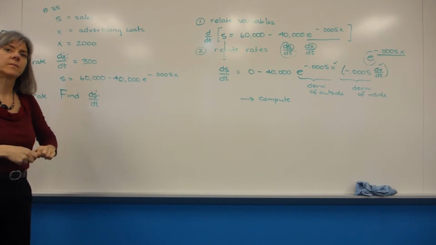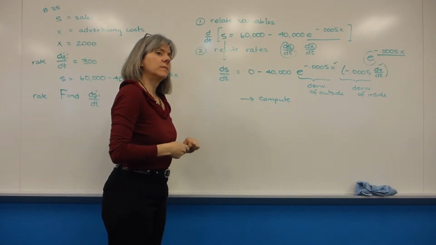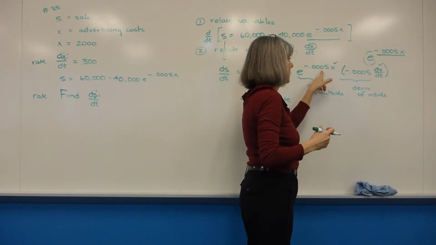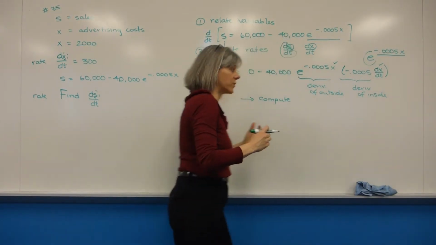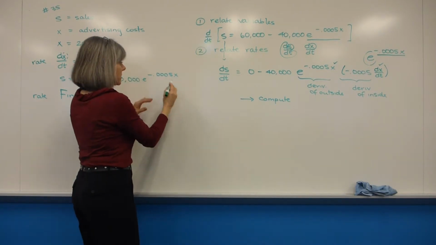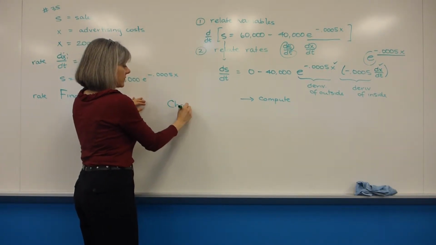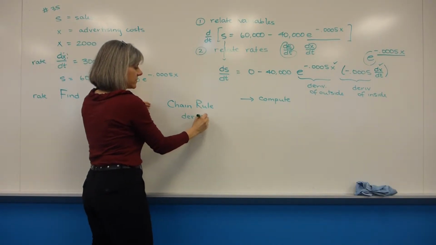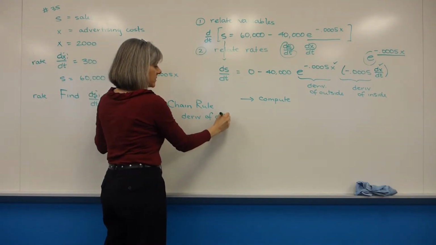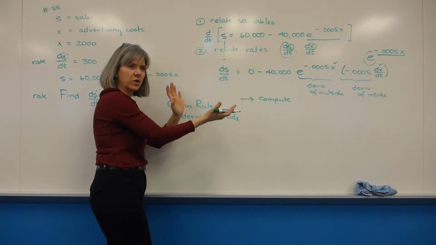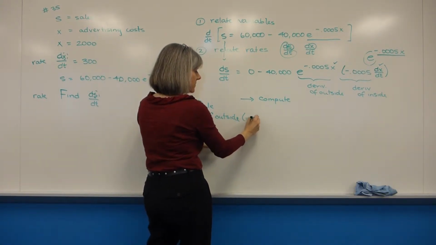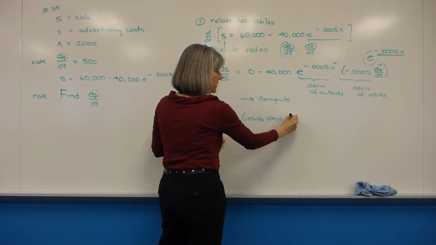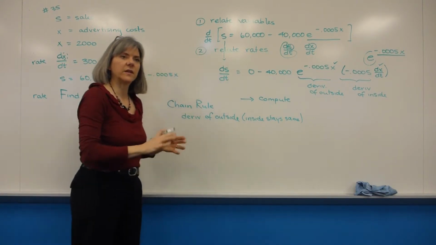Yes? Why, when you took the derivative of the outside, did it keep the exponent? Because when we do the chain rule, that's what we're doing. That's just how the chain rule works. When you take the derivative of the outside, in parentheses, what you're remembering is that the inside stays the same. You're not dealing with that yet. Okay, that's just part of the chain rule.